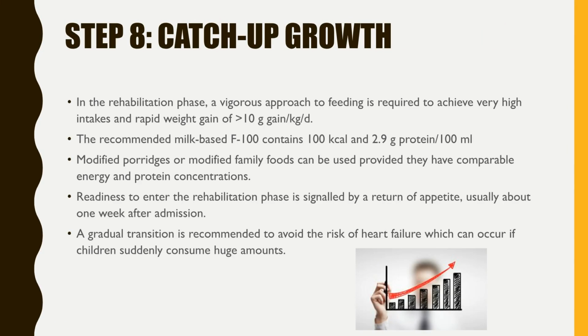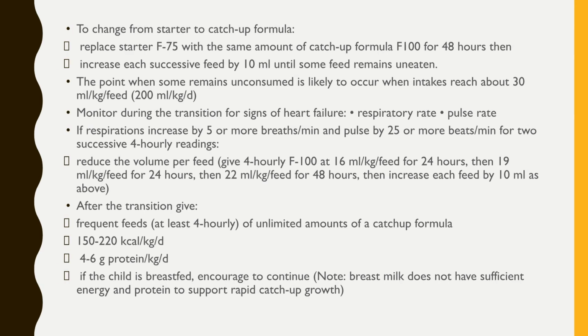Step 8 is catch-up growth during the rehabilitation phase, which requires a vigorous feeding approach to achieve rapid weight gain. Use F100, which has higher energy and protein, or comparable modified porridges or family foods. Begin this phase once the child's appetite returns. To transition from F75 to F100, replace the starter with the same amount of F100 for 48 hours. Then, gradually increase feed volume.